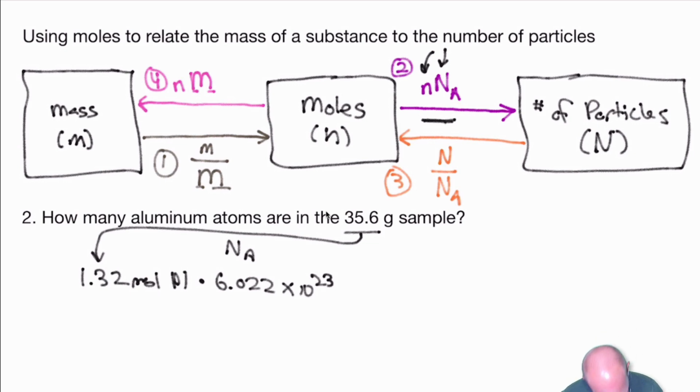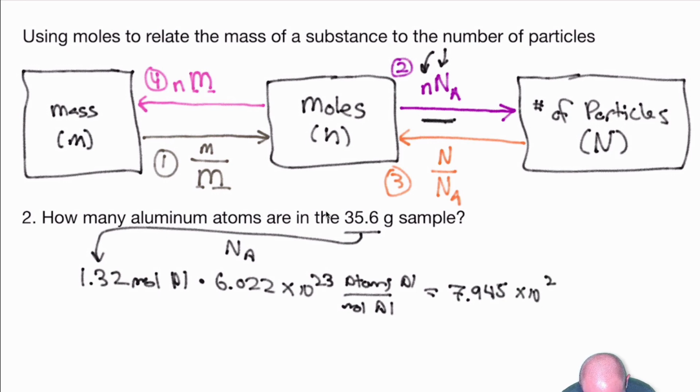So 6.022, we'll say atoms per mole of aluminum. So this is atoms of aluminum per mole of aluminum. That's what Avogadro's number is. It's the number of atoms per mole. Okay, so we're going to type this into our calculator, and what I see, if I've done this calculation right, is 7.945 times 10 to the 23rd atoms.